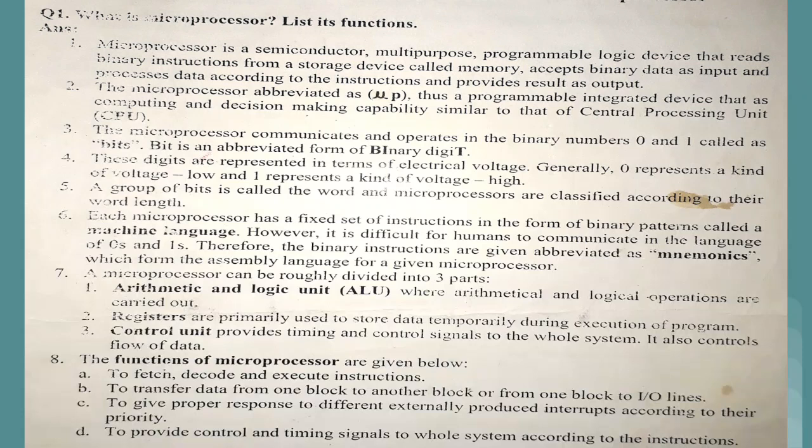Then how we can abbreviate microprocessor, that is again the symbol is given. As we all know that programmable device means what? It has a computing and decision making capability. So microprocessor is having computing and decision making capability, similar to the CPU which we are having in case of computers. So microprocessor communicates and operate in binary data, as we have learned.